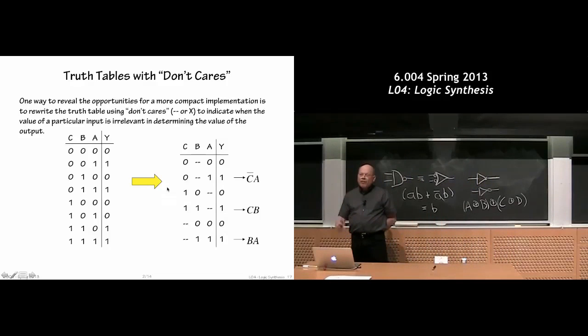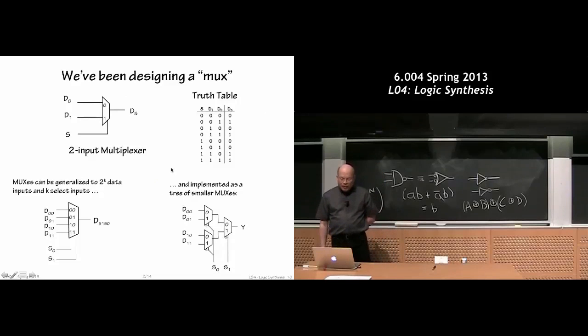And in fact, for recitation next Wednesday, we're going to talk about a systematic way of finding don't cares and using them to your advantage to implement minimal sum of products implementations. Well, this truth table that we've been working on all day represents a circuit that we call a multiplexer. This is a 2-to-1 multiplexer.